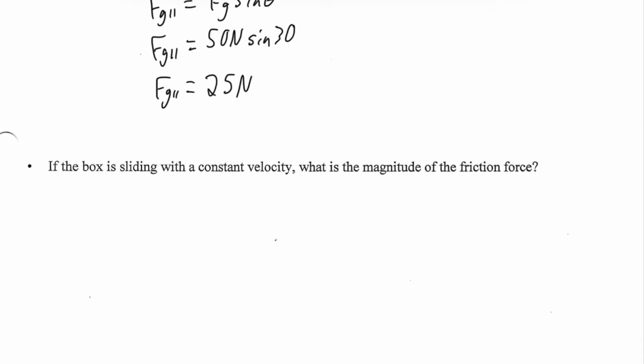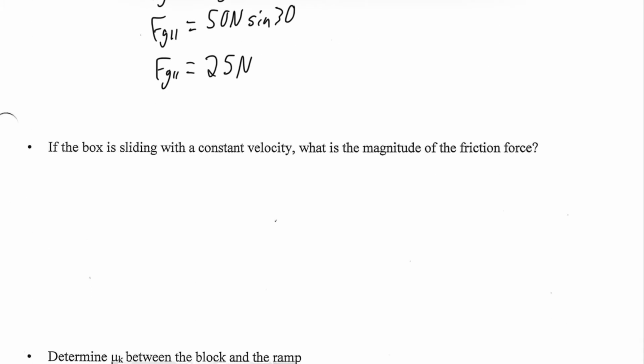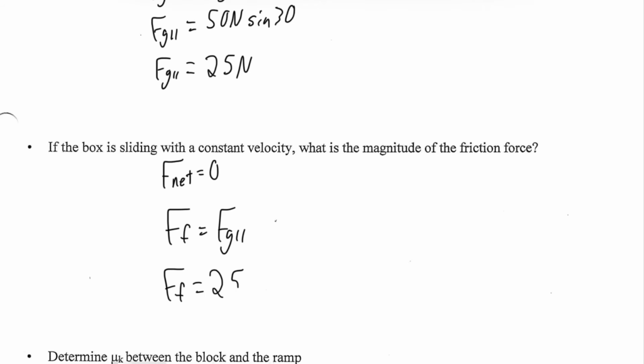Now, if the box is sliding with a constant velocity, what is the magnitude of the friction force? So if there's a constant velocity, that's saying that our net force is equal to 0. And in our x direction, there's only the parallel gravitational force and the frictional force. So they're going to have to be equal to each other. So if they're equal to each other, then we know that our force of friction will just be 25 newtons.